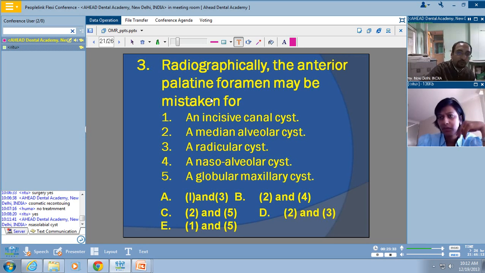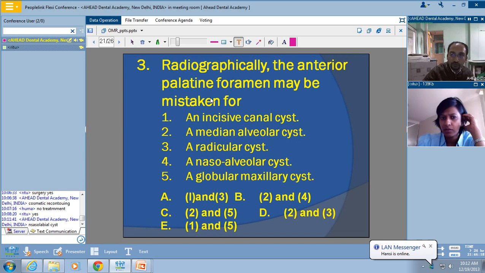So now, depending on this, what do you think is the most likely choice? An incisor canal cyst. Do you think an incisor canal cyst can be mistaken for an anterior palatine foramen? What is an anterior palatine foramen? Don't you think it is the incisor canal only? Well, yes, it is.